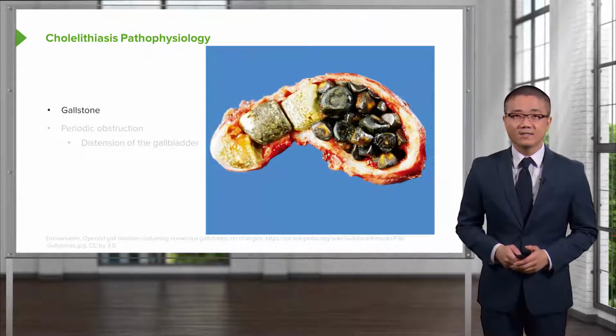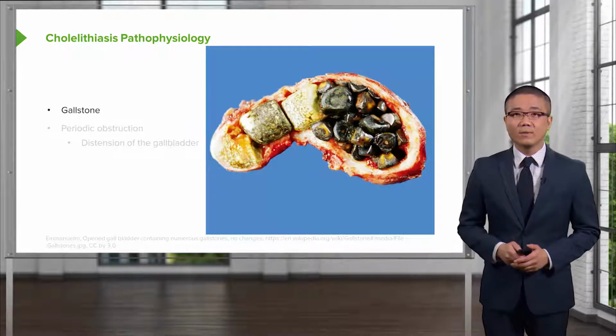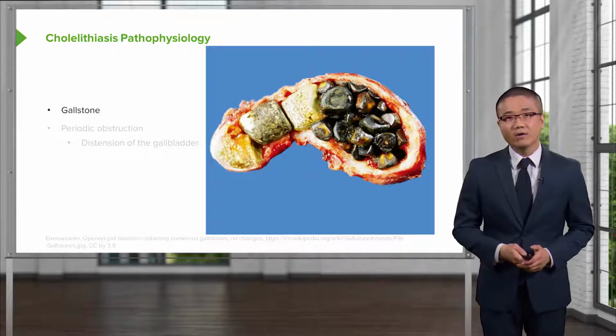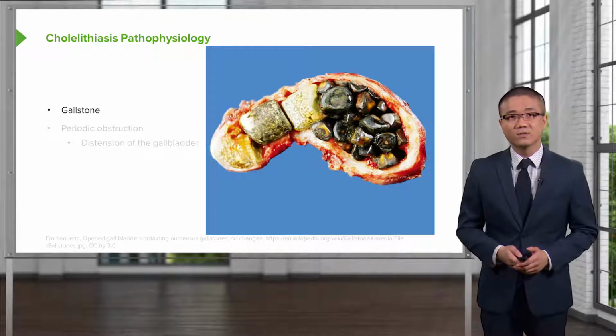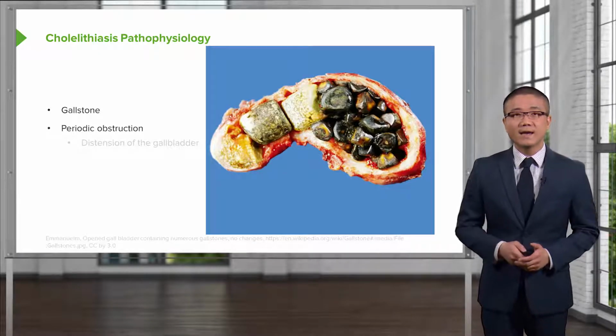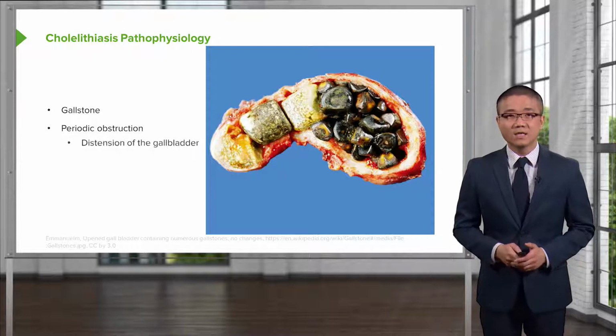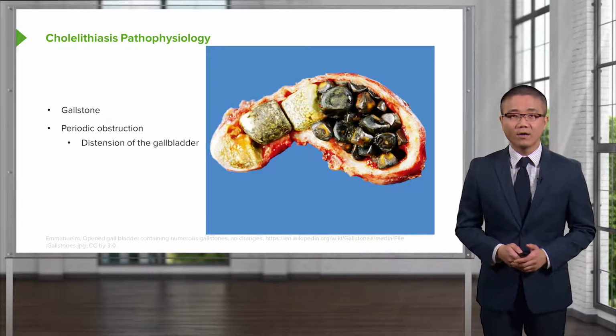Symptomatic cholelithiasis involves formation of lots of gallstones. In this picture, you see the entire gallbladder replaced with large gallstones. In symptomatic cholelithiasis, these gallstones only cause periodic obstruction. This periodic obstruction can cause distension of the gallbladder.